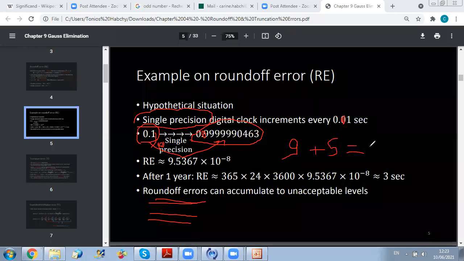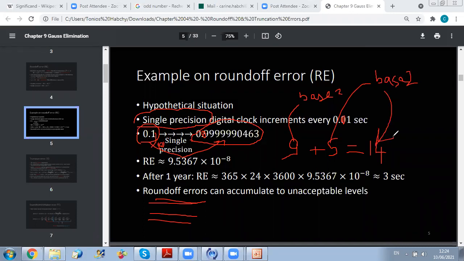But how does the calculator operate? The calculator will not add 9 plus 5 as they are. It will convert 9 to base 2, and convert 5 to base 2. Then it will perform the addition in base 2, and after getting the result in base 2, it will transform it back to a number in the decimal system. In certain cases, this will not induce an error. It depends on the conversion from base to base.